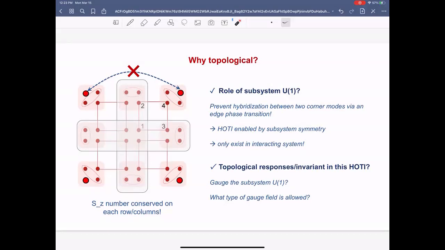And in particular, because here there's a subsystem U1 symmetry, we can gauge the U1 symmetry and look for the electromagnetic response after we gauge such kind of U1 symmetry for the higher order topological insulator. If there exists a topological electromagnetic response whose coefficient is quantized in the presence of symmetry, then this quantized coefficient should be a good fingerprint or signature to characterize the higher order topological insulator.